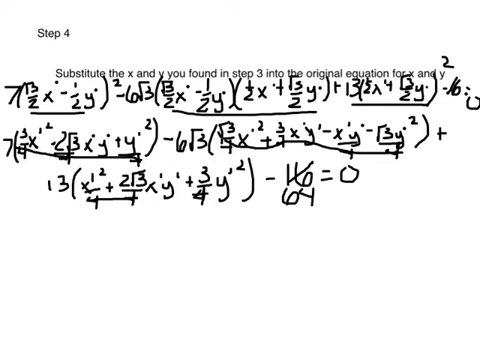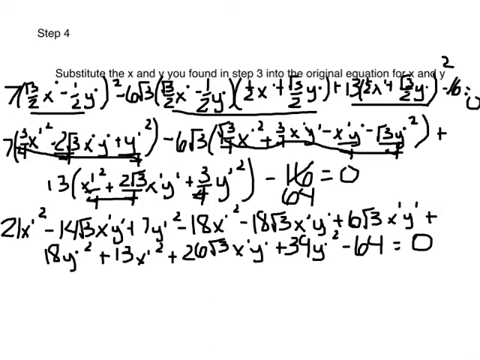So let's distribute. After distributing, I get 21x prime squared minus 14 rad 3 x prime y prime plus 7y prime squared minus 18x prime squared minus 18 rad 3 x prime y prime plus 6 rad 3 x prime y prime plus 18y prime squared plus 13x prime squared plus 26 rad 3 x prime y prime plus 39y prime squared minus 64 equals 0. I only read all of that because I can see with the stylus my handwriting leaves something to be desired. So now we combine like terms.